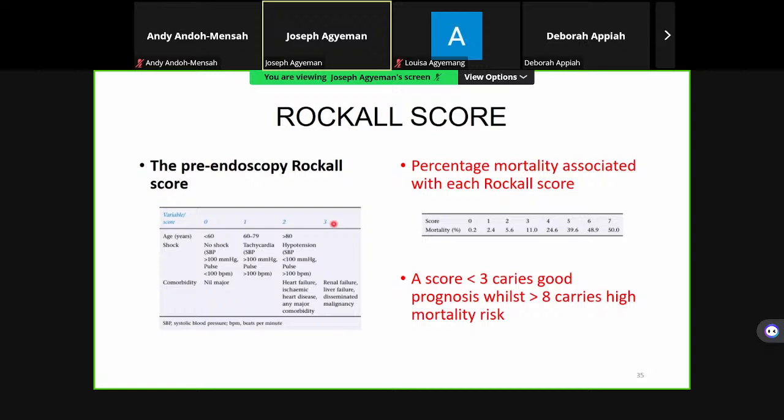At the end of the day, you add everything together. Scores below 3 mean that there is no cause for alarm. The person doesn't have a high risk of dying.